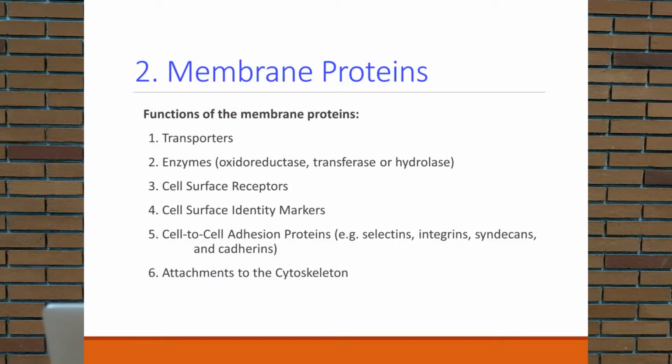Next is the function of membrane proteins. There are some functions of membrane protein. One is the transporters, two is the enzymes, such as oxidoreductase, transferase, or hydrolase. The third one, the membrane protein can function as a cell surface receptor. Another is as a cell-to-cell adhesion protein, for example, the membrane proteins lectins, integrins, syndecans, and cadherins. And six is to attach the cells to the cytoskeleton.